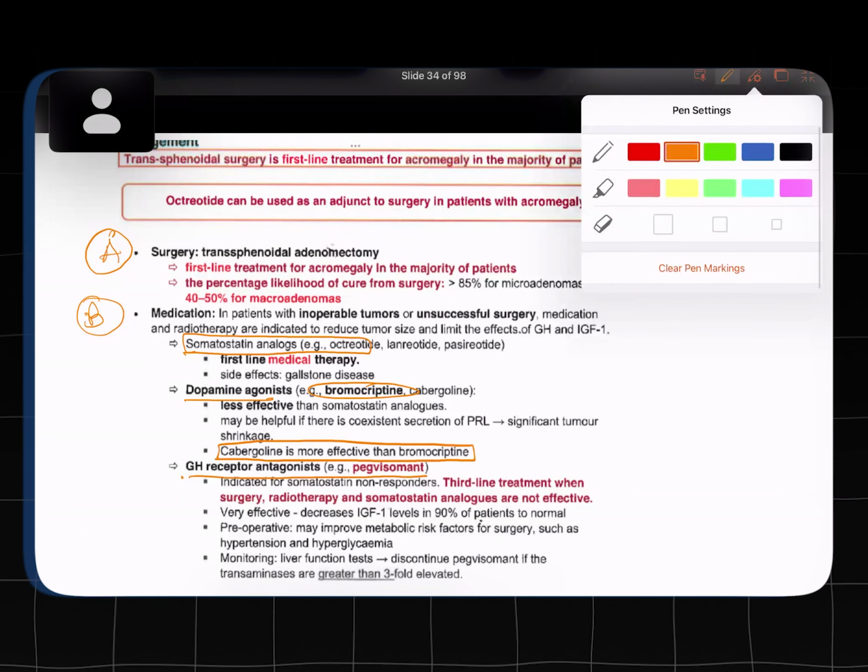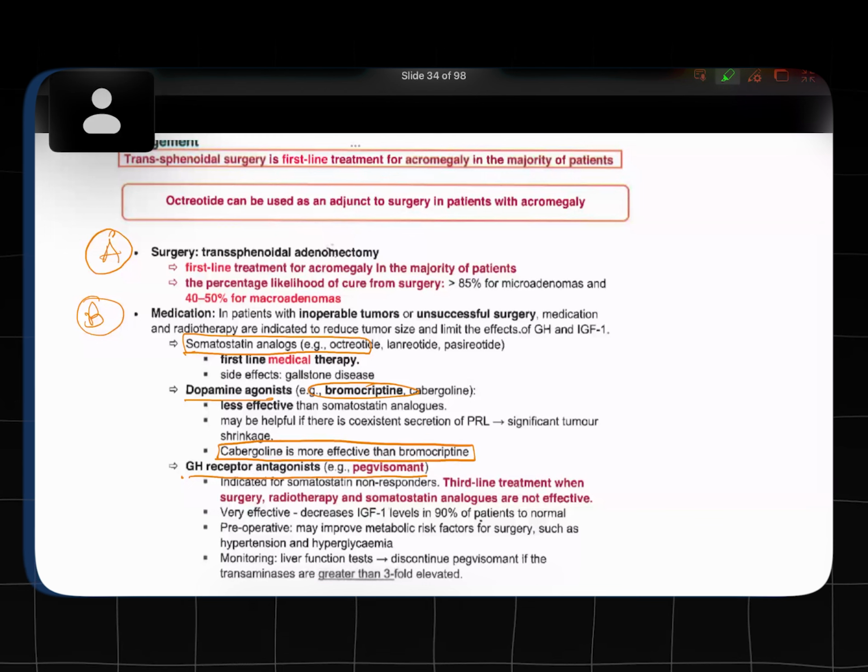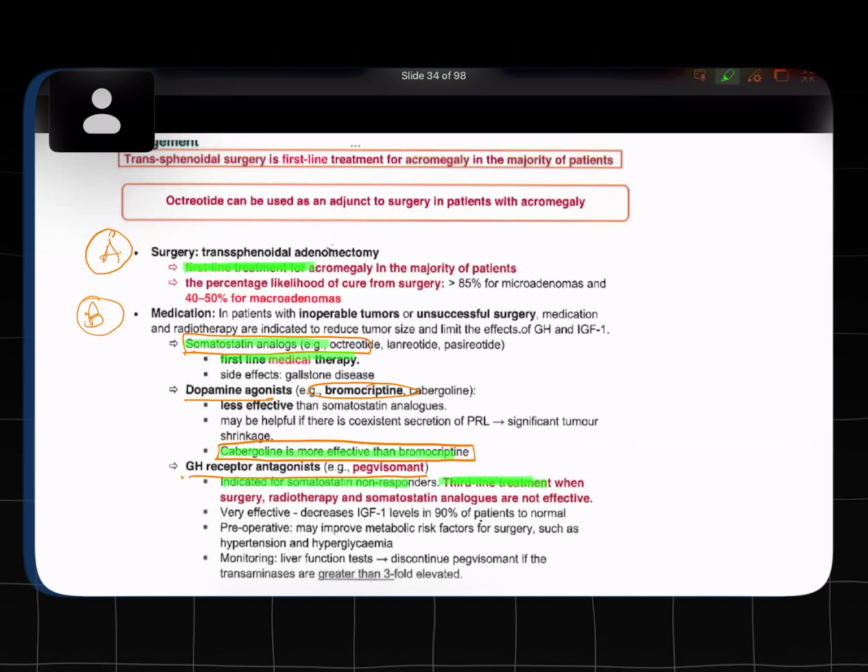So pegvisomant, most of you will know by the time you go into the exam, but it is only for non-responders, which is a third line treatment. The first line treatment is still surgery. Among medical management, you can go for cabergoline and somatostatin analog. It is the first in medical therapy. So overall, first line treatment is surgery, first in medical therapy is a somatostatin analog, octreotide.